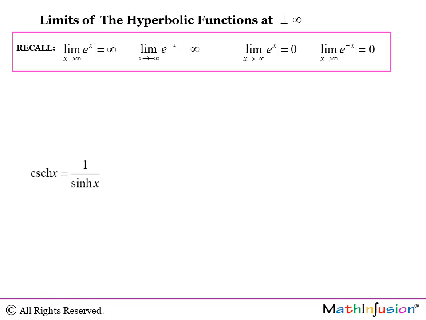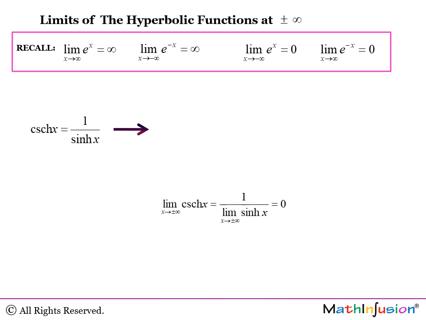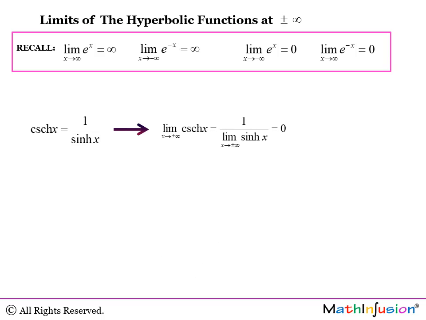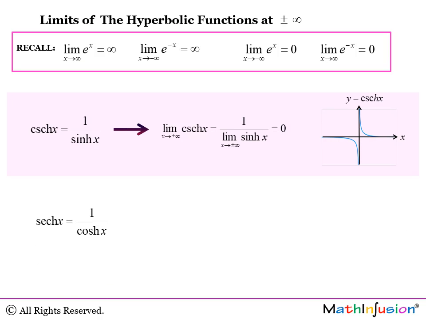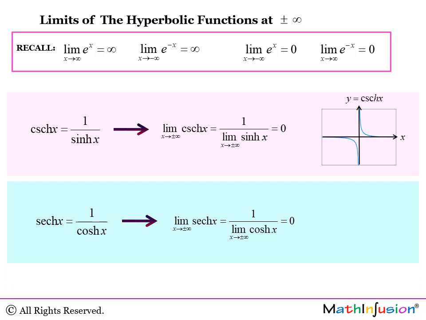For the other leftover hyperbolic functions, we are just going to use the fact that the cosecant hyperbolic x is the reciprocal of the sine hyperbolic x, and we will get 0. And we will do the same for the secant hyperbolic x, and we will get that at infinity and minus infinity, the function approaches 0.